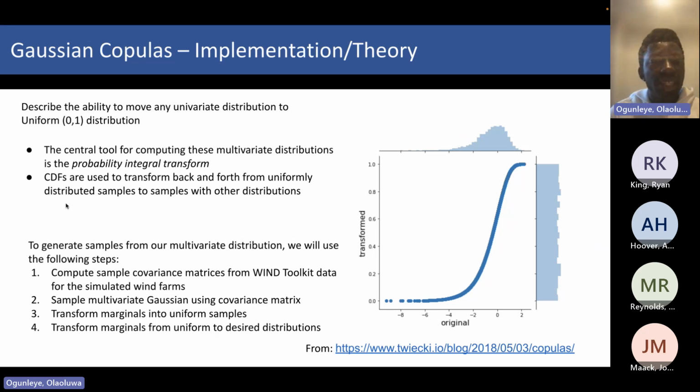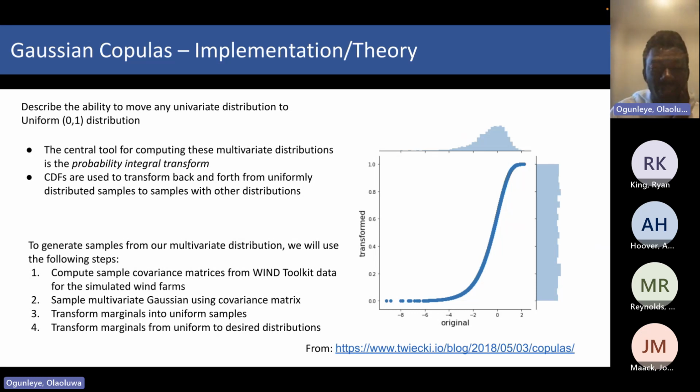So over here, the CDFs are used to transform back and forth from uniformly distributed samples to samples with other distributions. However, there is the criterion that the distribution you're moving from or moving to should be continuous. So I could move from normal distribution to uniform, you can move from beta to uniform and whatnot, but you just have to be continuous.